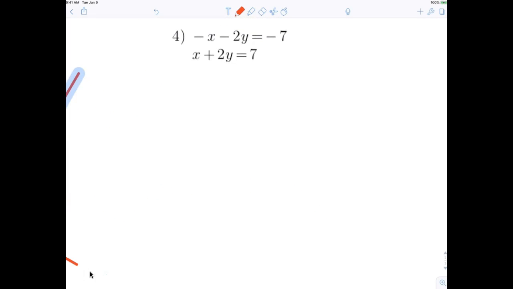All right, so question number 4, let's take a look at this. Now, when I add these, all right, what happens now? Wow, now I get 0 equals what?